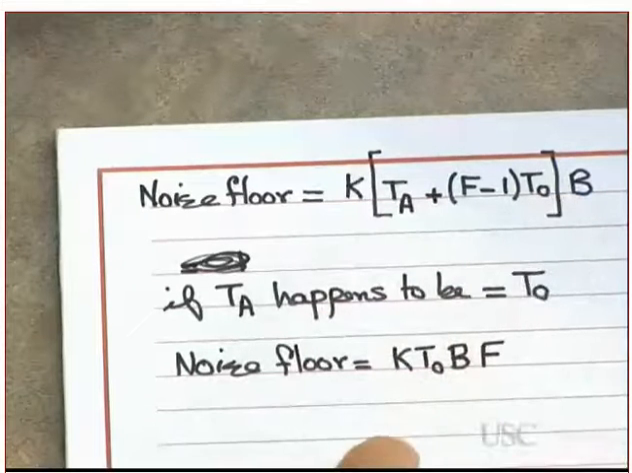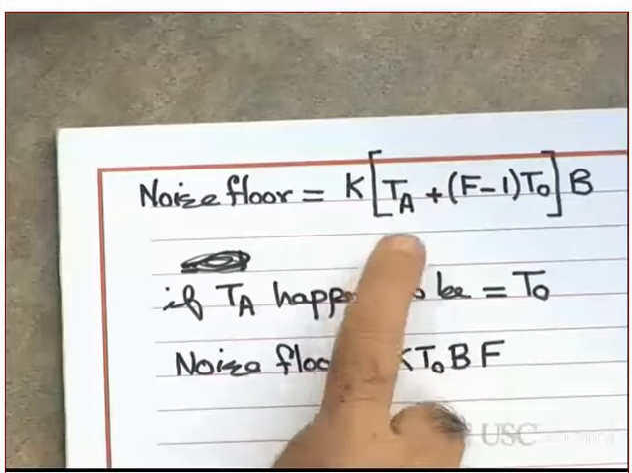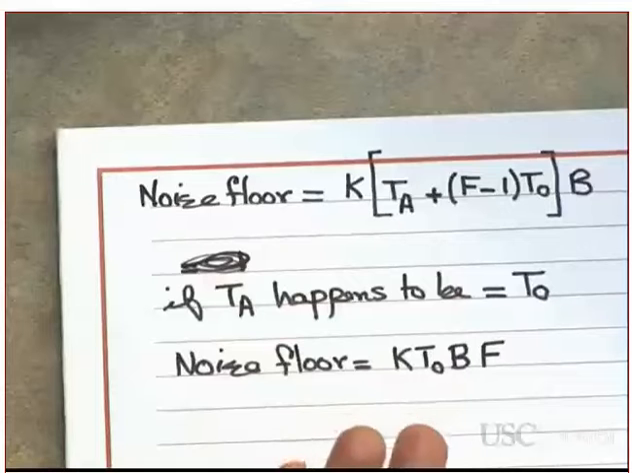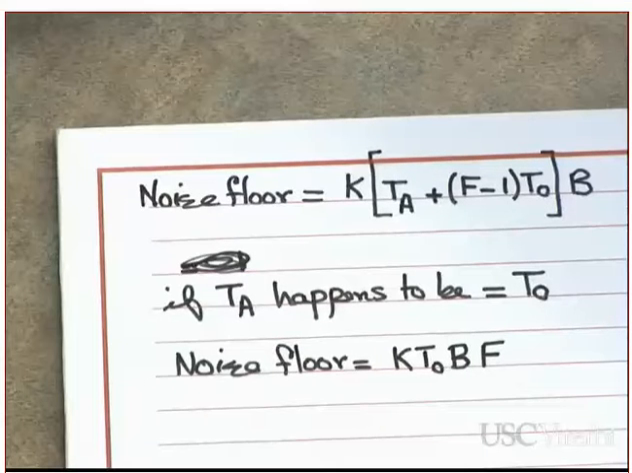This is only a special case when the TA is equal to T0. When will TA be equal to T0? When is that a realistic assumption? When the antenna is indoors. Do you understand that or not? When the antenna is indoors.